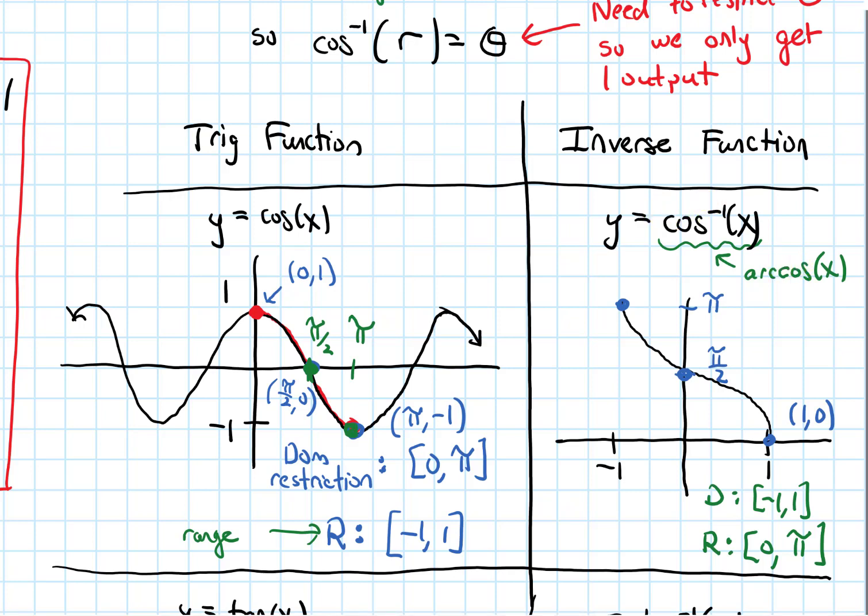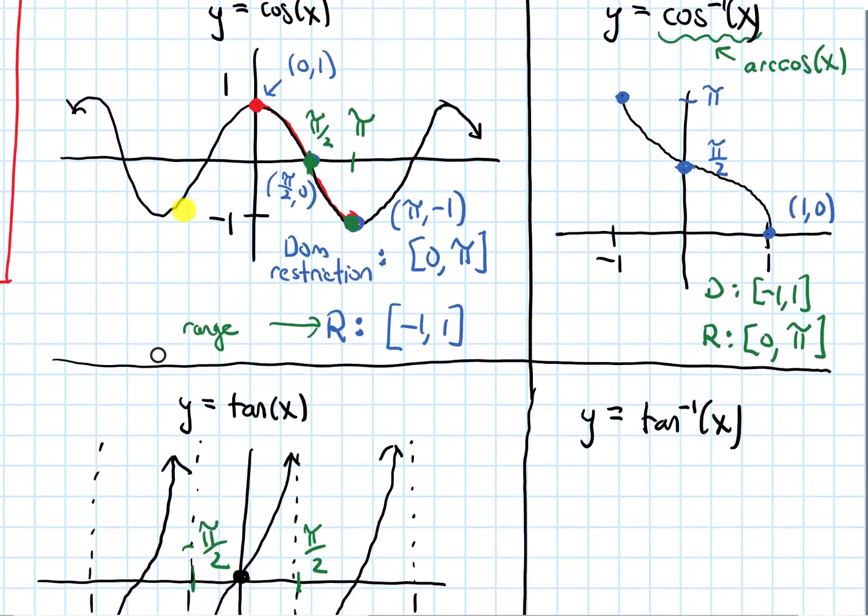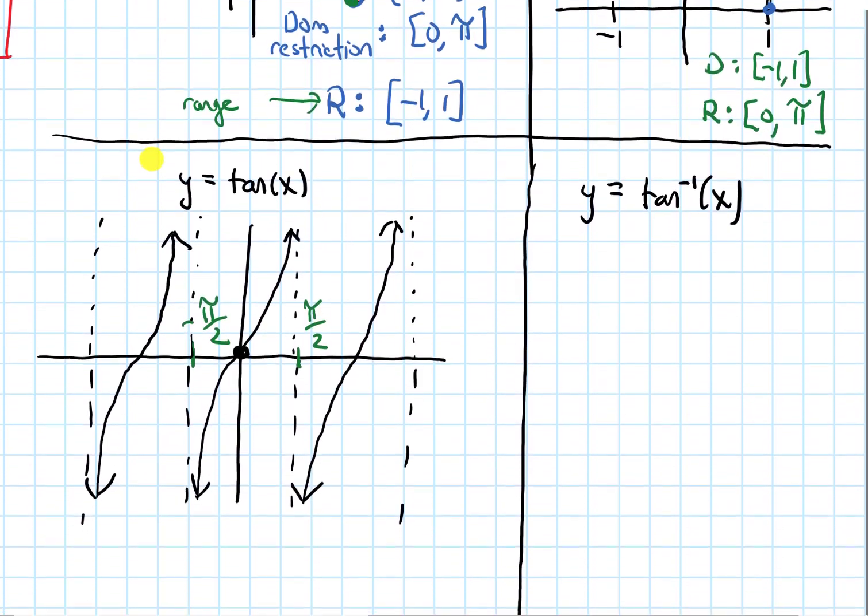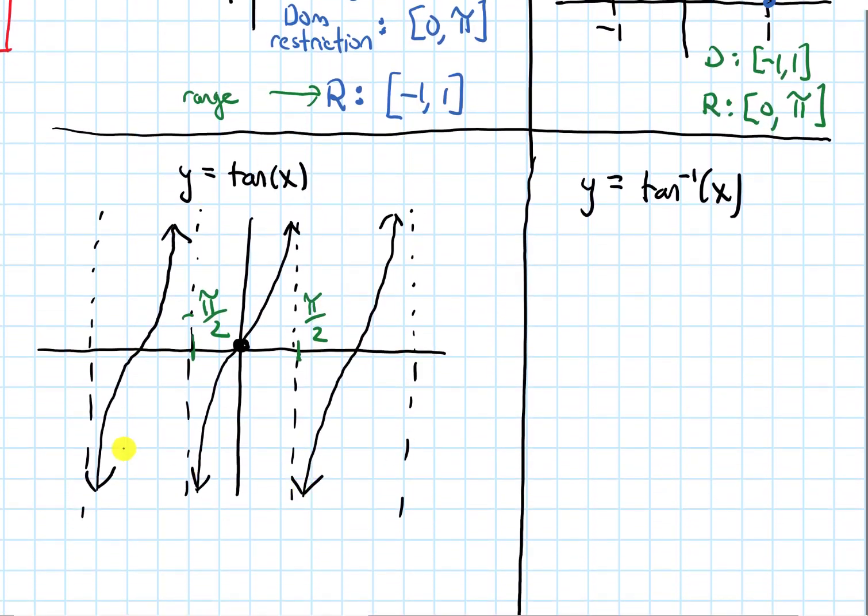All right, so for practice, let's do this with the tangent graph as well. I've gone ahead and graphed the tangent graph. This is the one that's got all of these vertical asymptotes, and I've labeled two of them at negative pi over 2 and positive pi over 2. Now let's try to draw the inverse tangent graph.